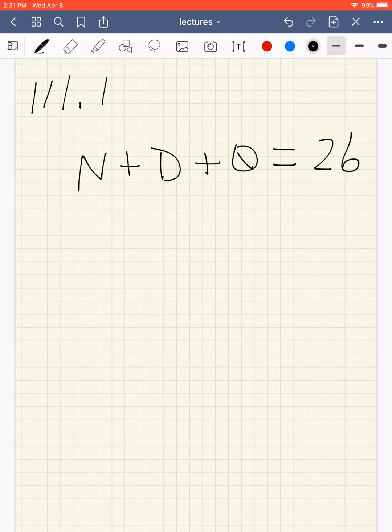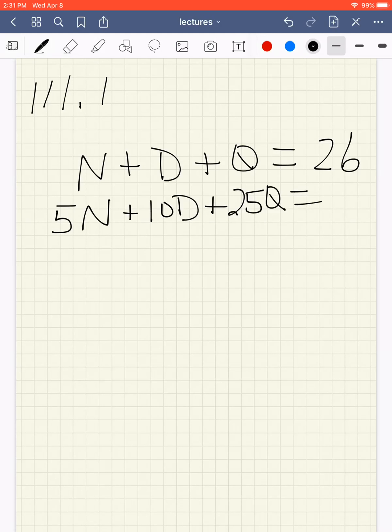All right? That's the total number of coins. And their value was $2.25. All right, well, how many cents in a nickel? 5. How many cents in a dime? 10. How many cents in a quarter? 25. And how many cents in $2.25? Well, there's 225. All right, we have 3 variables, so we have to have 3 equations to solve this.